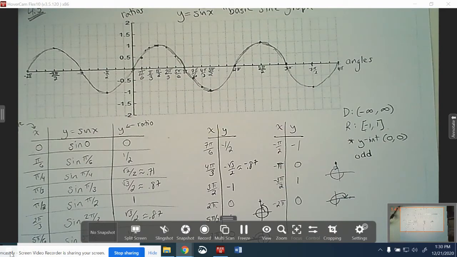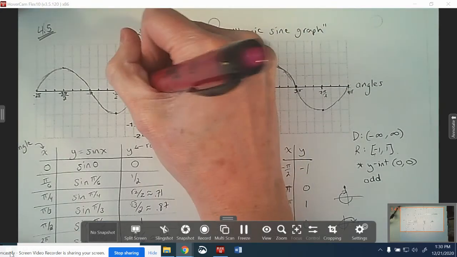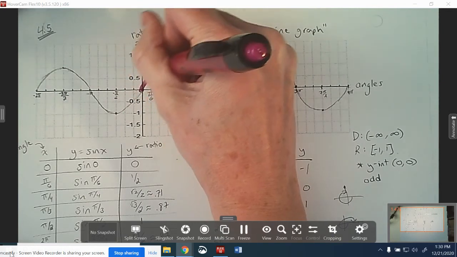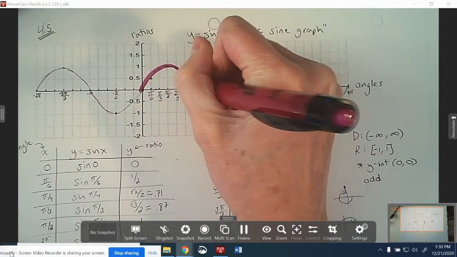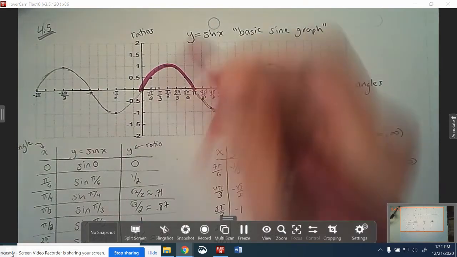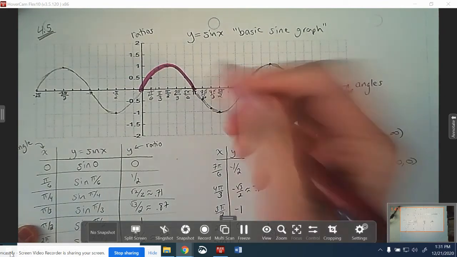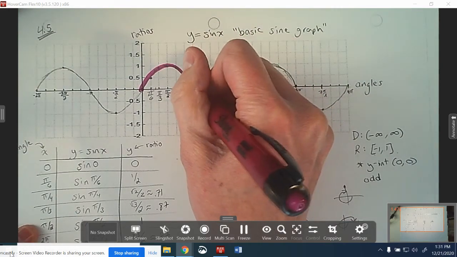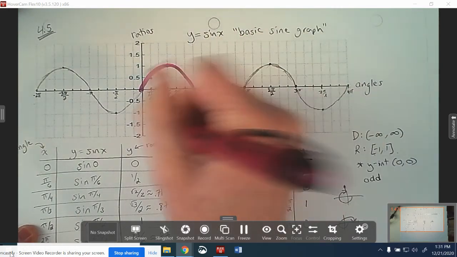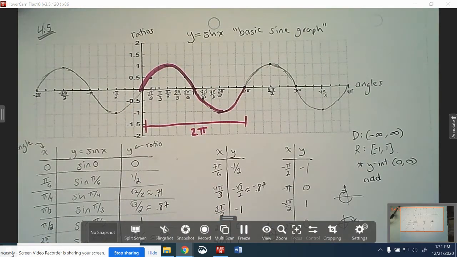Another important characteristic of this graph is the fact that it repeats. When you take a look at it, how far do you have to go before it repeats? Well, let's look at this piece here. Did I go far enough? If I go from 0 to pi, does the graph repeat after that? No. If it repeated after that, it would be a hill, then a hill, then a hill. This graph takes a hill and a valley before it repeats. And that distance right there is 2 pi.